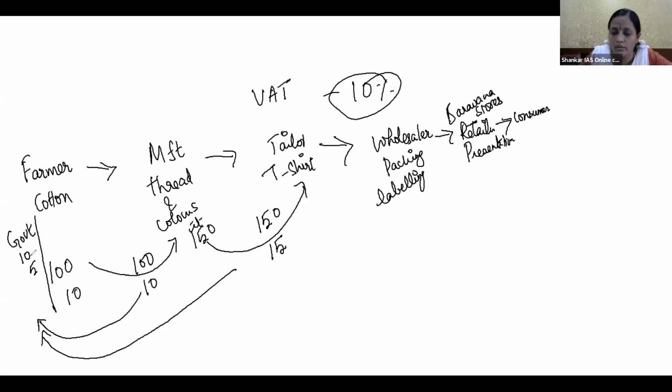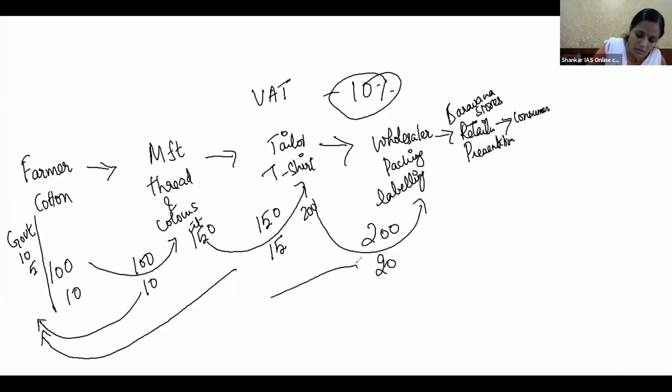You will definitely follow it. Now we can say that the tailor took this 150 worth of thread and he stitched it into a t-shirt. Right? So he has added a value of 50 rupees. So now he is selling it for 200 rupees to the wholesaler. So the wholesaler will pay the 200 rupees to the tailor and 20 rupees. 10% of the 200 rupees is 20 rupees. So this tailor will take the 200 rupees to him, right? And in this 20 rupees, how much will he pay to the government? He'll pay only 5 rupees.